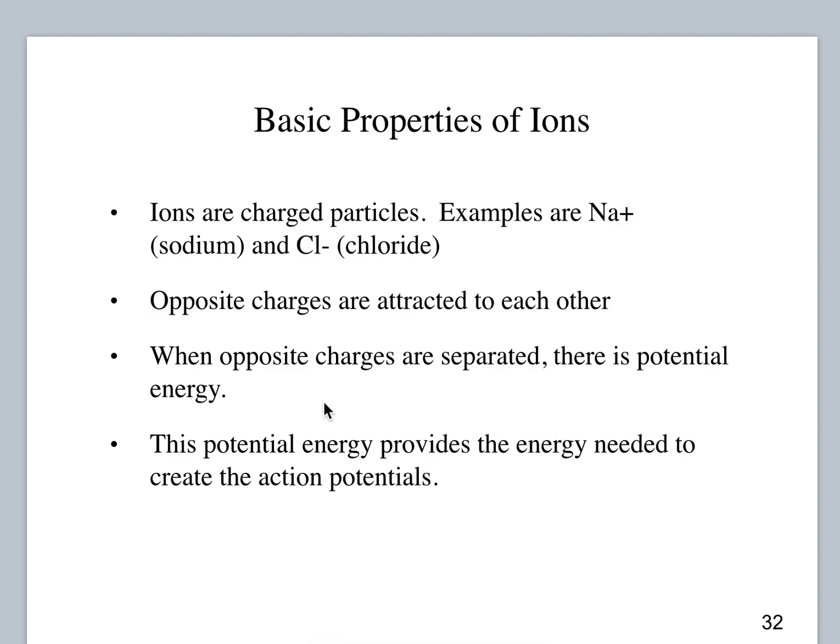We have ions. Ions are charged particles. Sodium ions, chloride ions. Sodium ions are positive. Chloride ions are negative. And ions of opposite charges are attracted to each other. When opposite charges are separated, there's a potential energy for those charges to get together. This potential energy is what the cell uses to create action potentials. Action potentials are just the wave of energy that flows down the axon to spread a signal or information from one nerve to the next.